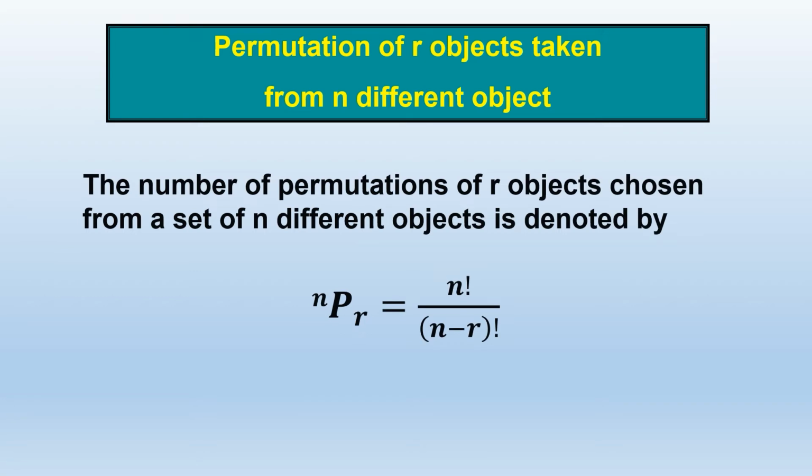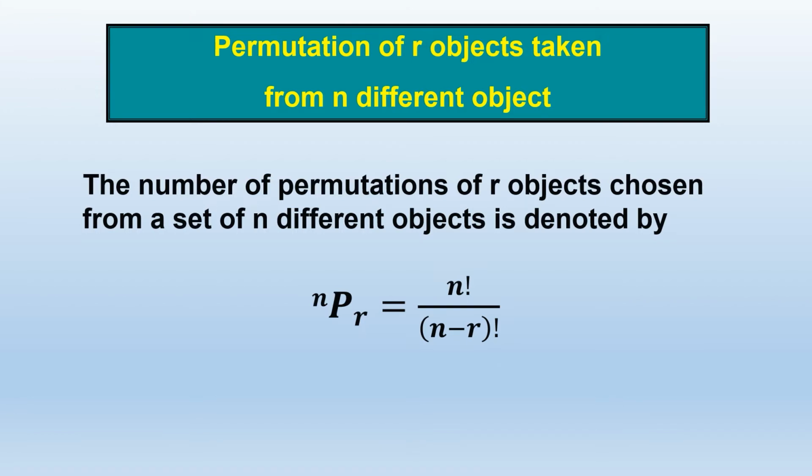Okay, now we move on to the permutation of r objects taken from n different objects. So kalau tadi nPn, now you have r objects, r objects yang diambil daripada n different objects. Maksudnya n different objects, n tu dia punya bilangan sebenar, tapi kita cuma ambil sebilangan saja daripada n tu, iaitu r.